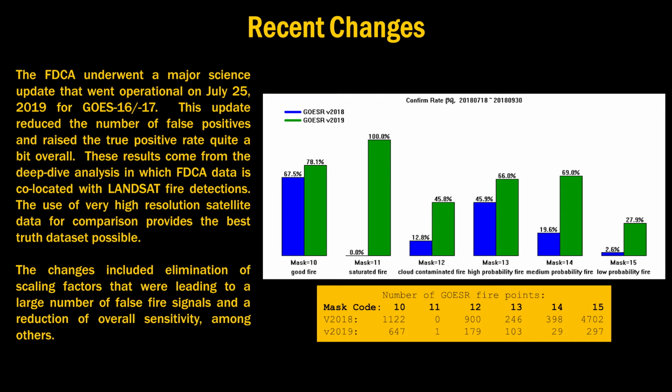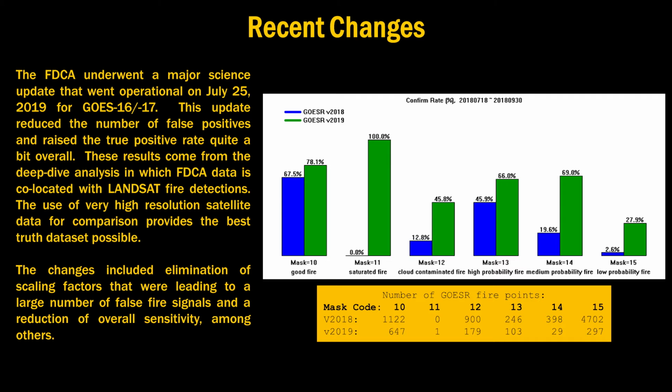Recent changes. The FDCA underwent a major science update that went operational on July 25, 2019 for GOES 16 and GOES 17. This update reduced the number of false positives and raised the true positive rate quite a bit overall. These results come from the deep dive analysis in which FDCA data is co-located with Landsat fire detections. The use of very high resolution satellite data for comparison provides the best truth dataset possible. This technique was pioneered by Wilfred Schroeder.